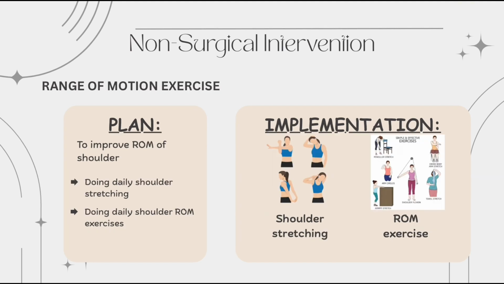Lastly, range of motion exercise. ROM exercise aims to prevent stiffness and improve shoulder mobility. Daily stretching and controlled movement help maintain flexibility and support functional recovery.